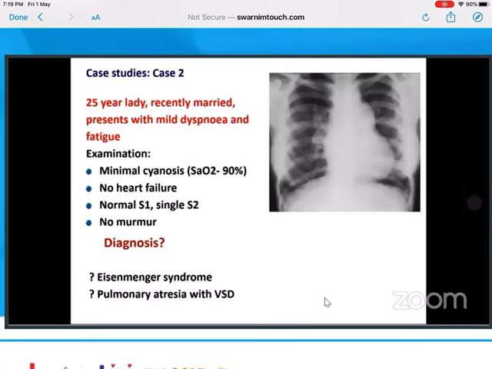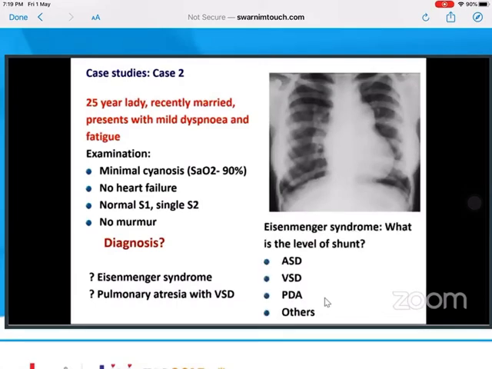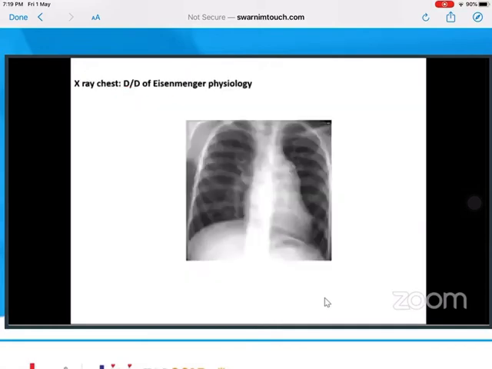This is the X-ray. You can see that it is a typical Eisenmenger syndrome X-ray. The question is, what is the level of the shunt? Whether it was an ASD, VSD, PDA, or AP window or any other. And as I said, we often go by the second heart sound, and you can see the second heart sound being single goes more in favor of a ventricular septal defect. However, by X-ray also you may get a clue.